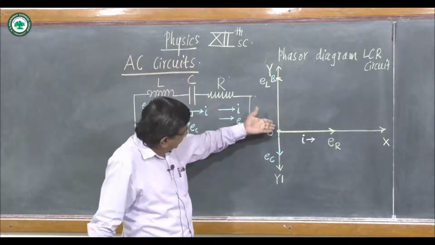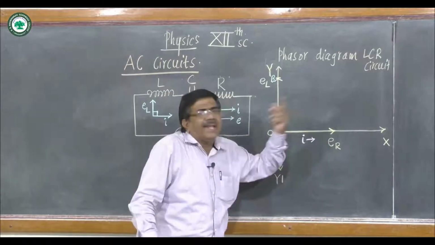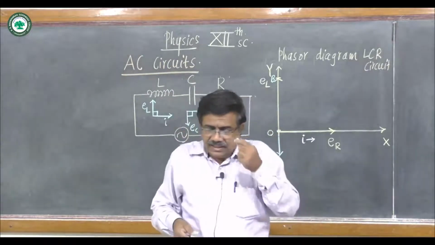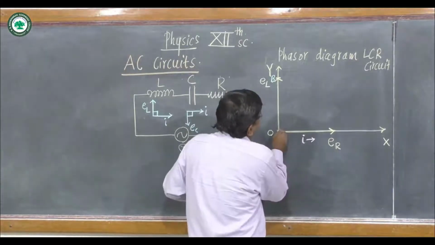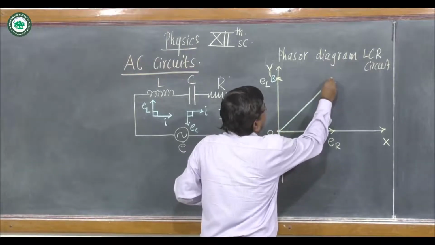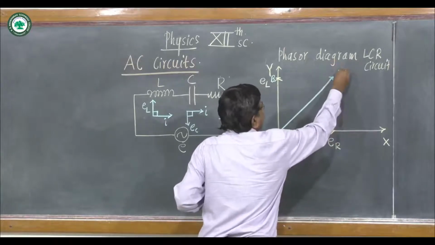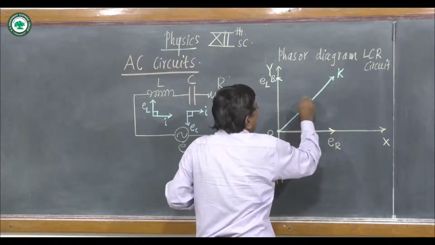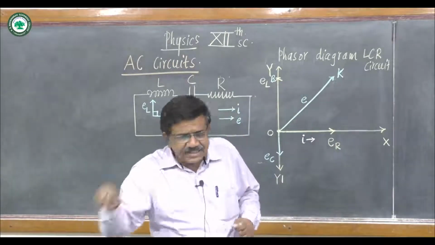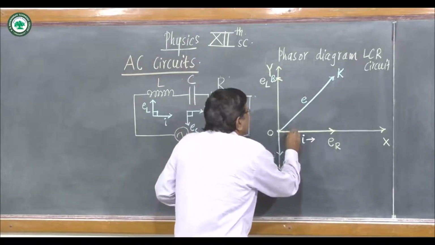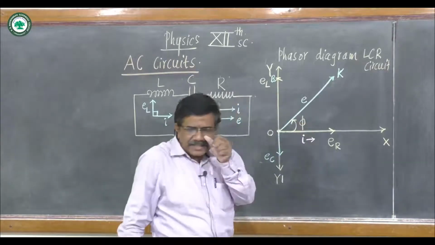For a capacitor, the voltage lags the current by pi by 2. The effective value of all these, EL, EC and ER, is represented by a vector. Suppose this is the vector, we call it OK, the effective value of EL, ER and EC, and suppose phi is the phase angle.